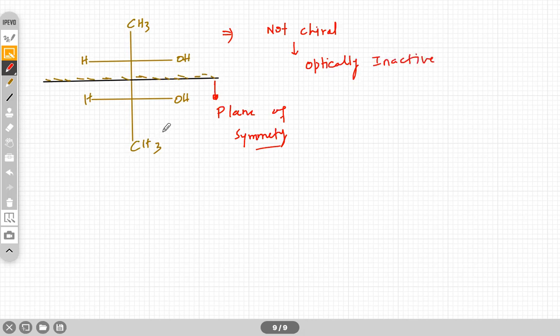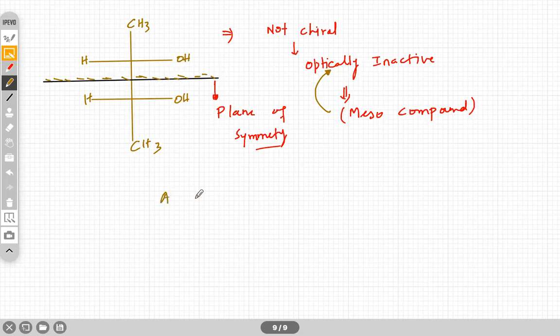This kind of compound where we have a plane of symmetry present within the molecule, we call it a meso compound. What you have to keep in mind is that a meso compound is always optically inactive, right? Two-three terms we have discussed: enantiomers, diastereomers, meso compound, right? Meso compounds are optically inactive.